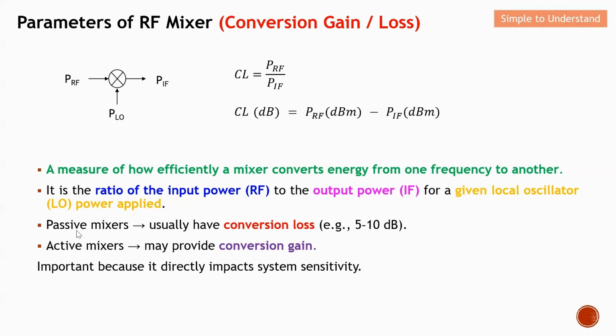Typically, passive mixers usually have conversion loss. While for active mixers, which means that the mixer requires power to activate it, this may provide some form of gain. Hence, for this case here, they may be able to provide some form of conversion gain. So in short, why is conversion gain or conversion loss very important? Because it directly impacts the system sensitivity. So this is the first parameter of RF mixer, either conversion gain or conversion loss.